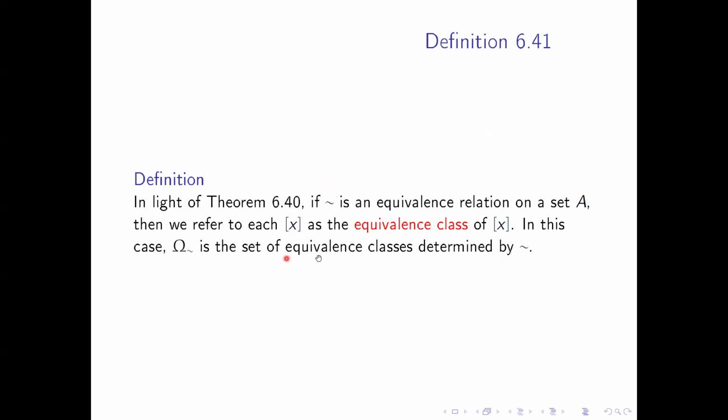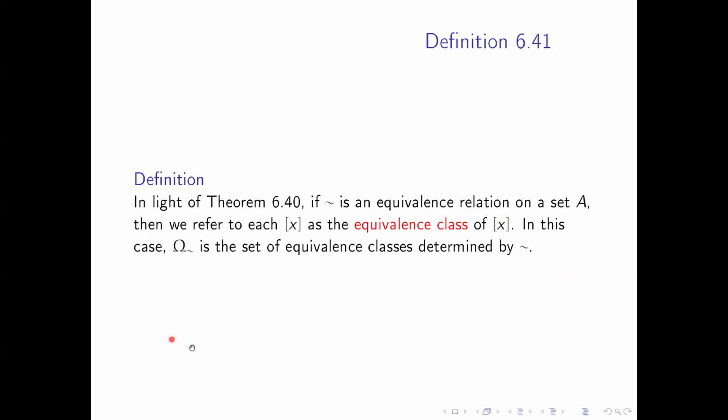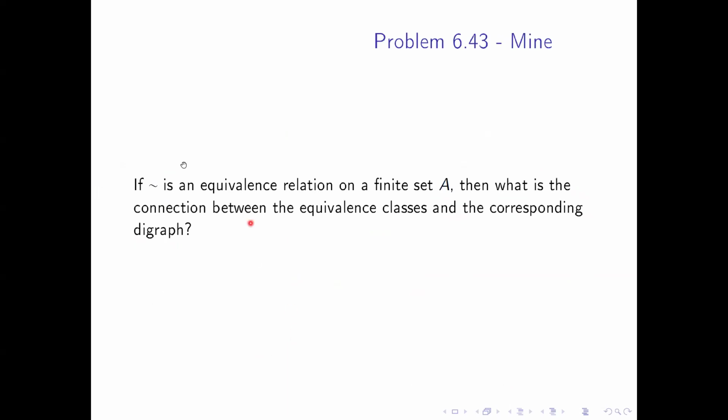And further, we call these things equivalence classes. That's where this comes from. If we have an equivalence relationship, then the sets of relatives are called equivalence classes. And we're actually going to move into talking more about what that means in terms of modular arithmetic a little bit. So if tilde is an equivalence relationship on a finite set A, then what is the connection between the equivalence class and the corresponding digraph?